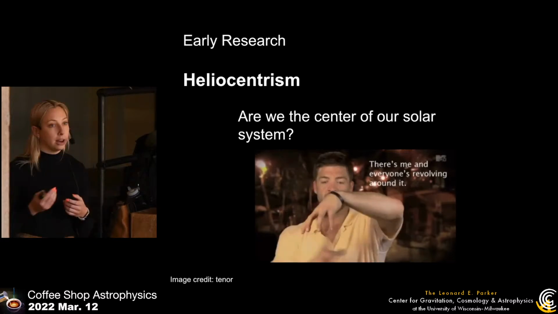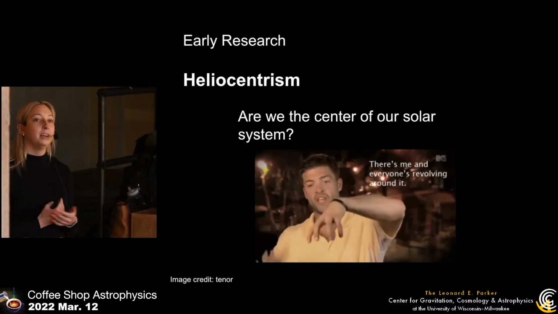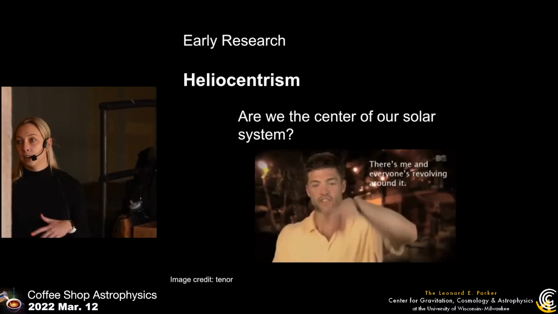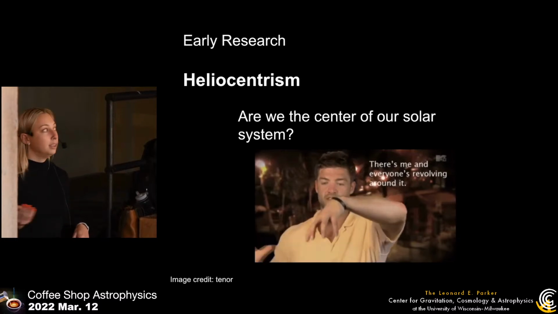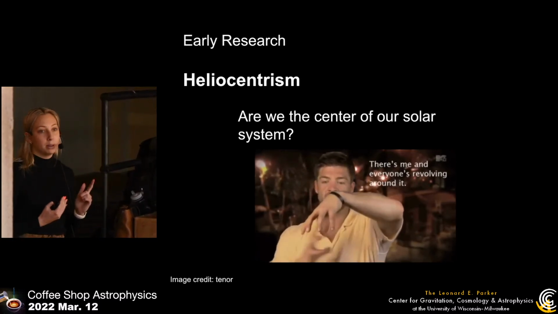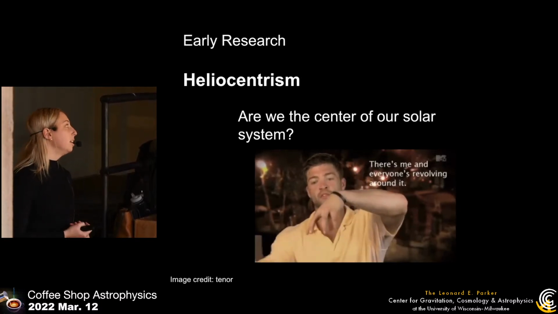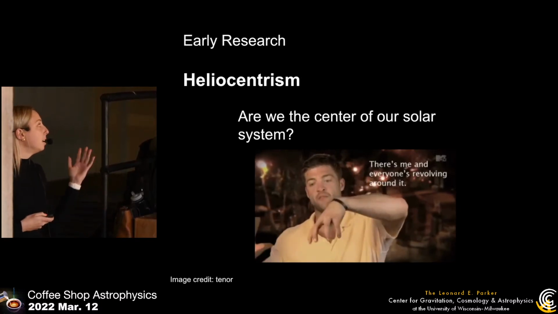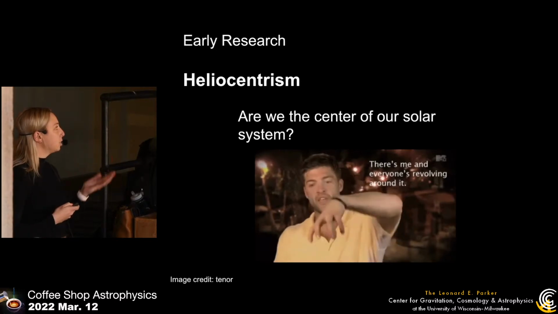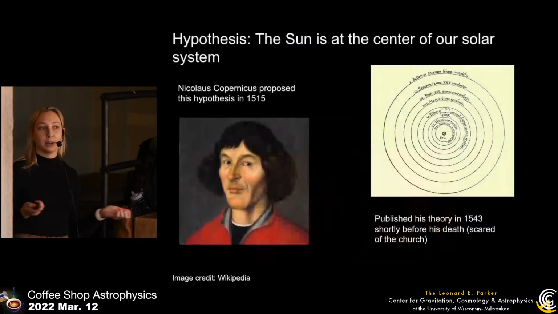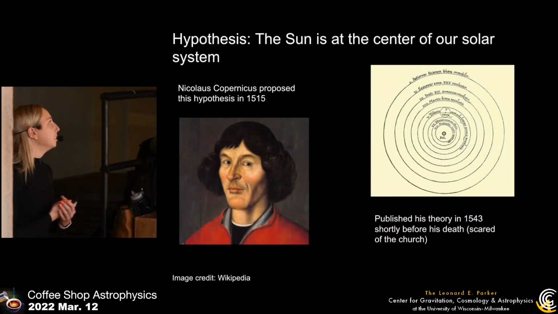One group thought that we were the center of the solar system, of course, and then another group thought that maybe the sun is the center of our solar system. Aristotle strongly believed that we were the center of our solar system, and his thoughts prevailed for a very long time. And then an astronomer came up with the question of, are we really the center of our solar system, or is there more than just us?